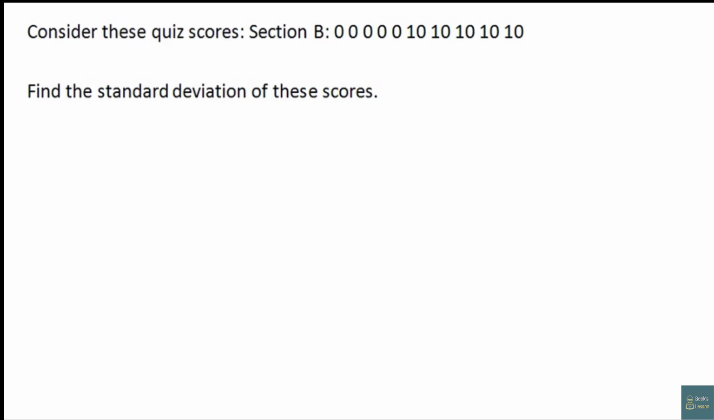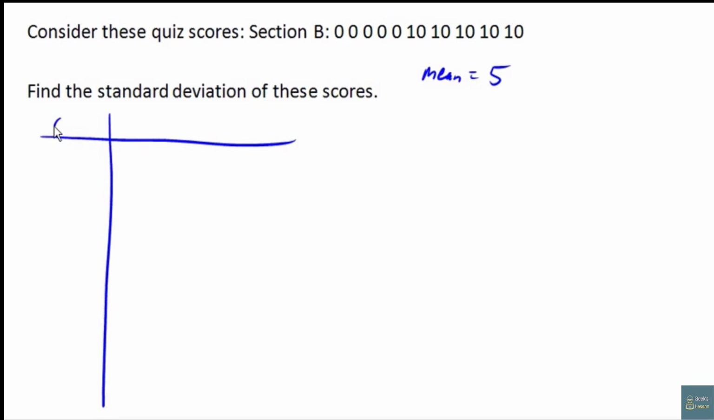And so the first thing we're going to need here is the mean of these scores. And the mean of these scores turns out to be 5. And so what we're going to do here is look at our data and then the deviation. In other words, the difference between the data and the mean. How far each of my data values is from the mean.